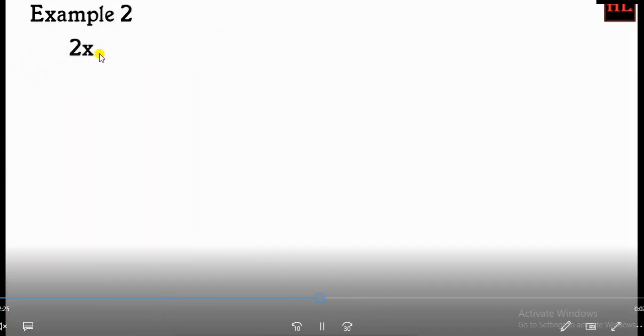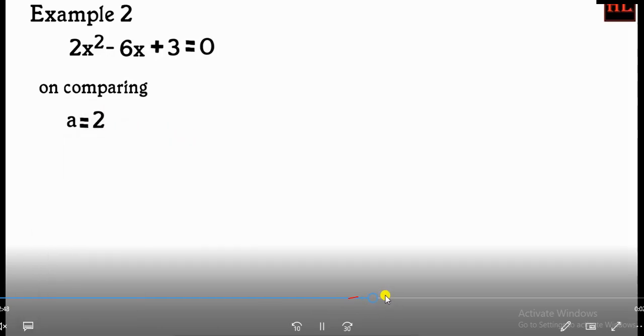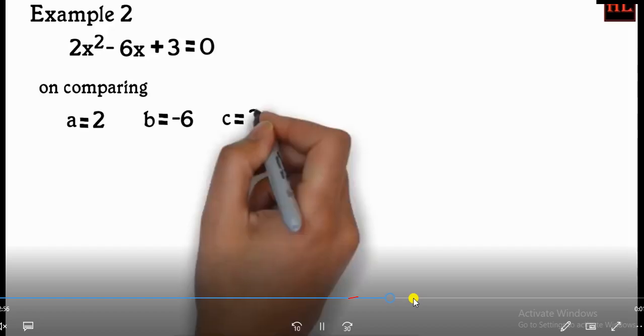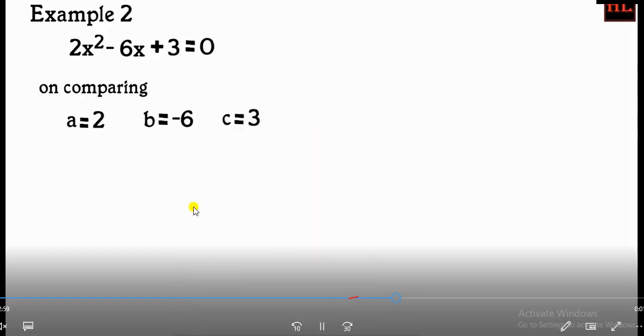Now let's move to the second example. In this we have 2x square minus 6x plus 3 equals 0. So what we will do, we have to compare it with the standard equation. On comparing, what you will get here? a equals 2, b equals minus 6 and c equals 3. Now after this, substitute the values in b square minus 4ac.